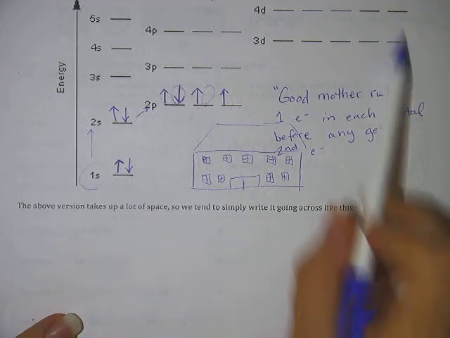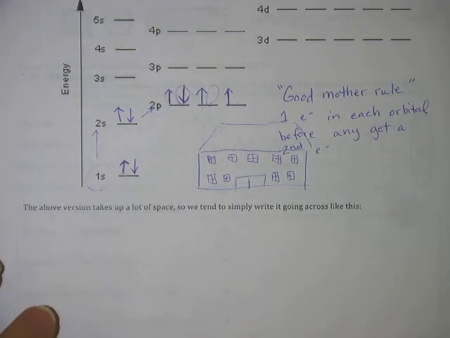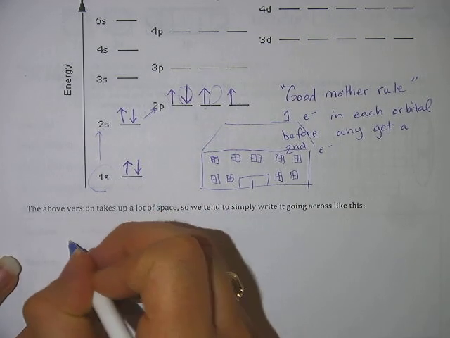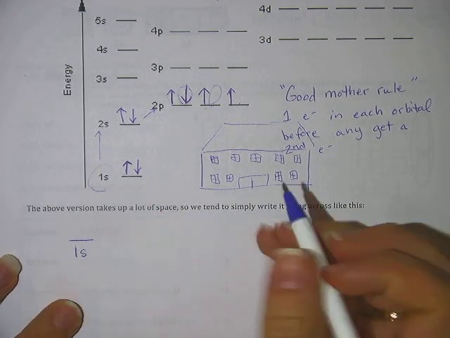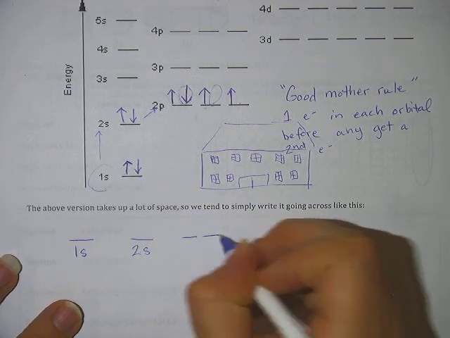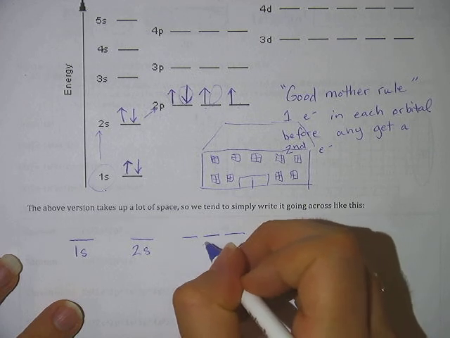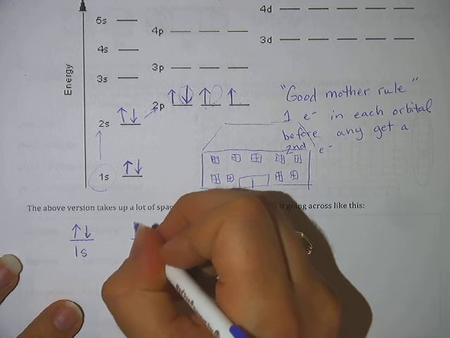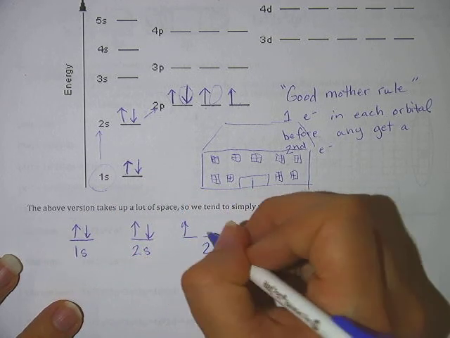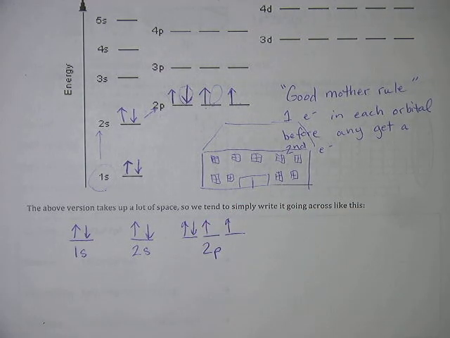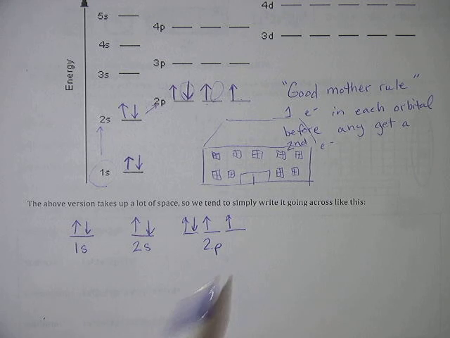Now, drawing the diagram like this takes a lot of space. So normally we'll make it take up less space. We'll kind of squish it by drawing it just going horizontal. Like here's my blank for 1s and my blank for 2s, and then here are my 3 blanks, my 3 orbitals for 2p, and then I can fill them in like this. You don't have to, but this does save a lot of space if you go across like that.